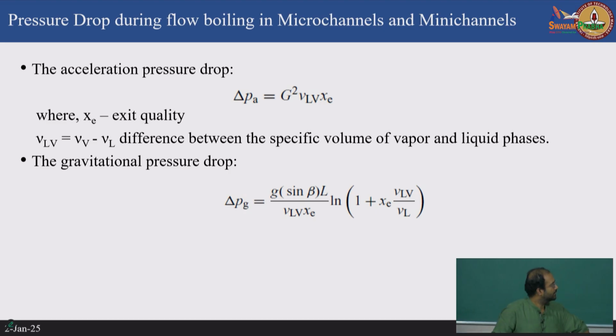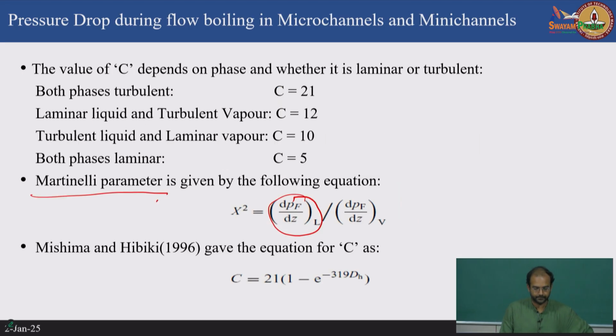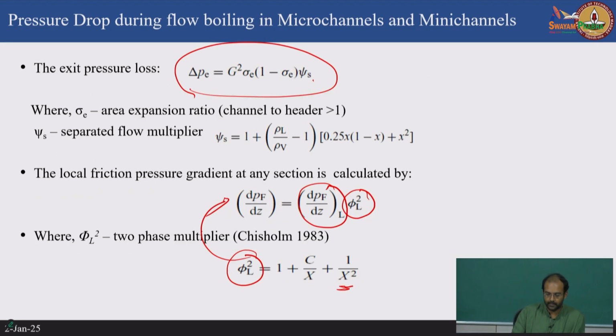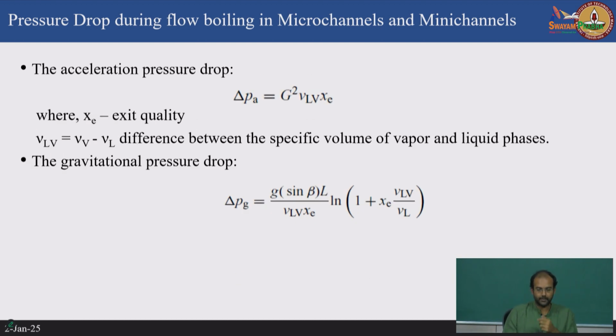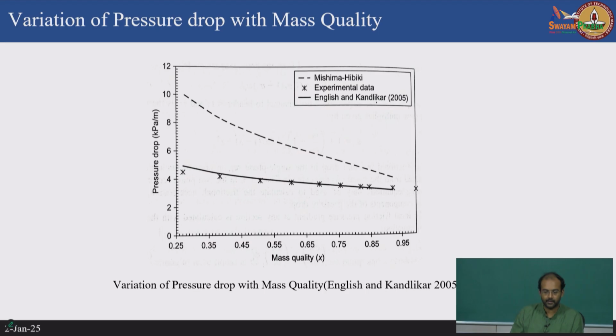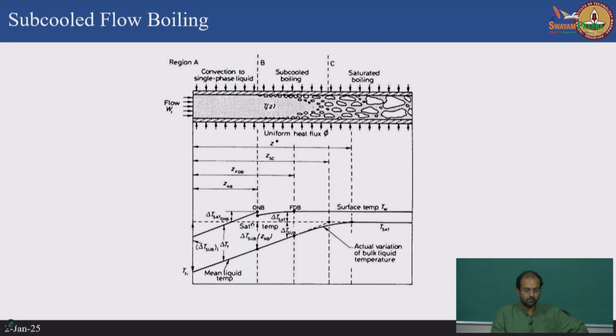In the Chisholm expression, C upon x plus 1 upon x square is coming. Here the Martinelli parameter is 1 upon x square. Yes, you have to take the square root of that, exactly. So, this is x square, so x will be the square root of this. Then you have expressions for gravitational pressure drop and acceleration pressure drop, so you just have to use them, and finally predict pressure drop as a function of the vapor quality.